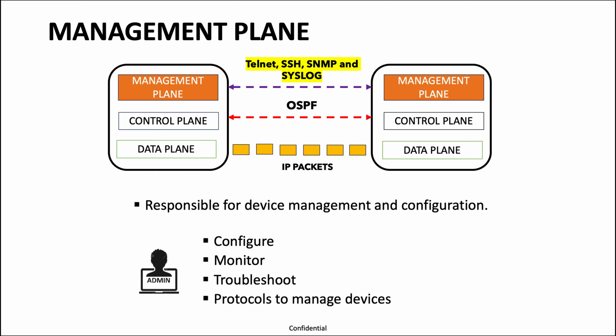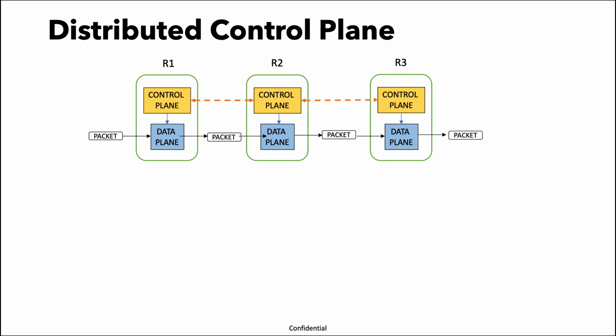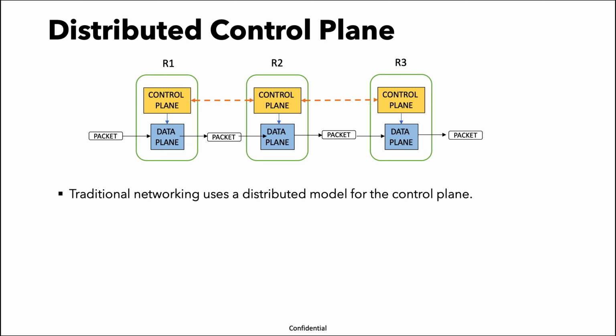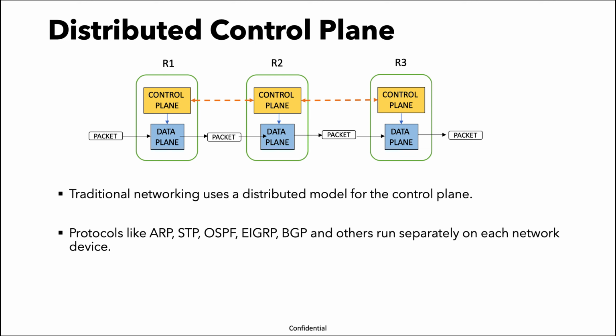So now we know how the traditional network operates and what the different planes are. This is important to understand because when we go ahead and discuss SDN, it will clarify everything. Okay, so with this, one thing that will come into your mind is that traditionally network devices use a distributed model for the control plane. Protocols like ARP, STP, OSPF, EIGRP, BGP, these are the control plane protocols, and they are run separately on every networking device.